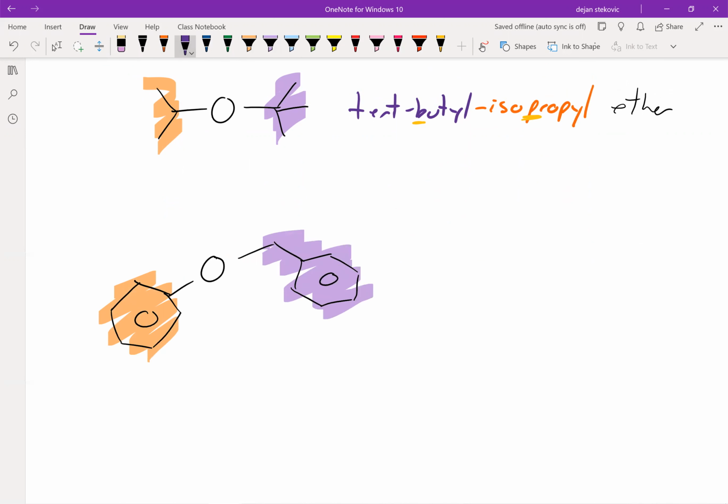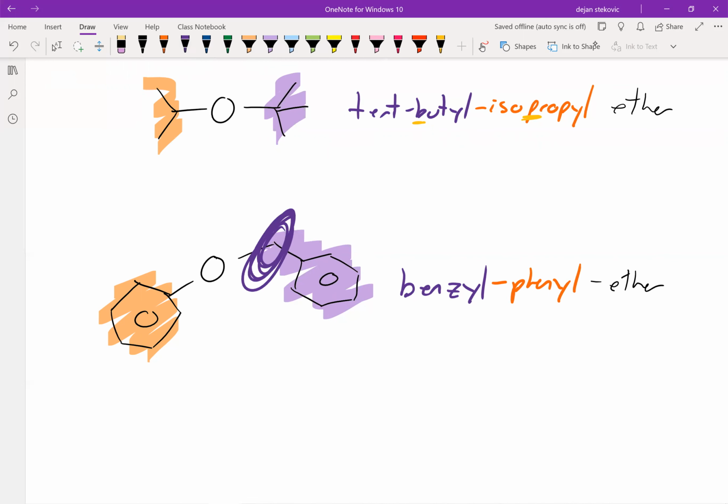They actually get different names. So in the purple here, we have benzyl. And then on the left side, we have phenyl ether. So when you've got this little extra methyl, that's a benzyl substituent. When there's no extra methyl, it's a phenyl substituent. You can think about benzyl because of the benzylic position that this one has that the other one does not have.